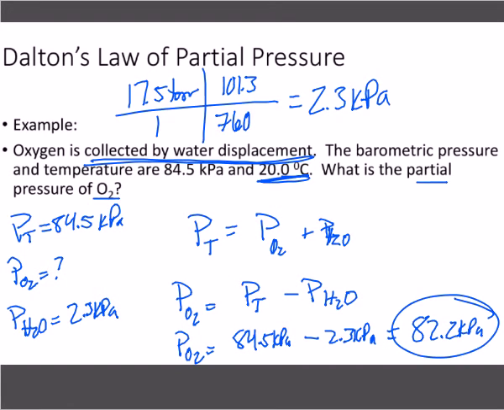That's simple. Partial pressure, guys, is super, super easy. You just add them all up, or you subtract out the ones from the total, looking for the missing one. All right? Any questions?